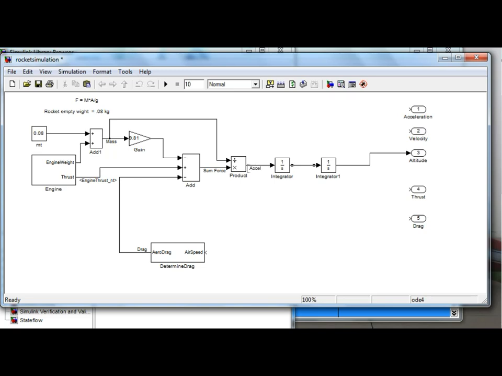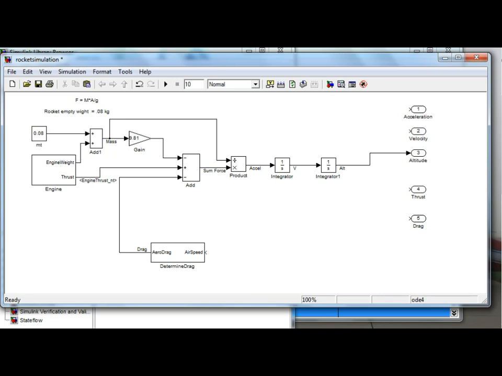Acceleration. V. I did a control V, not a one. V, and double click on this one, and I get altitude. Move my keyboard up here where it's easier to get to, obviously.